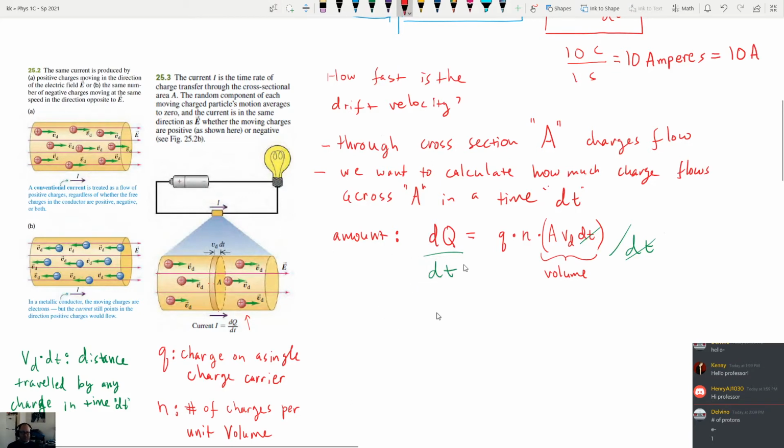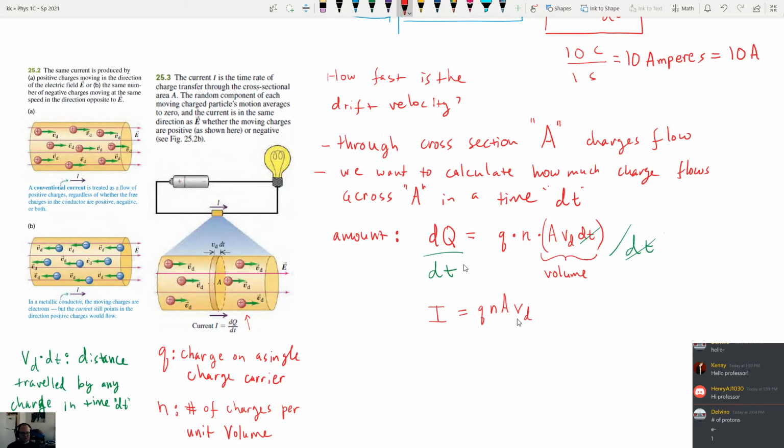So the left-hand side of my equation says that the current flowing in my circuit is equal to the charge on a single carrier. This is almost certainly going to be the electron charge, since a single carrier in this case carries the amount of charge that an electron has. We multiply that by the number of charges per unit volume, then by the cross-sectional area of your wire, and then by the drift velocity.